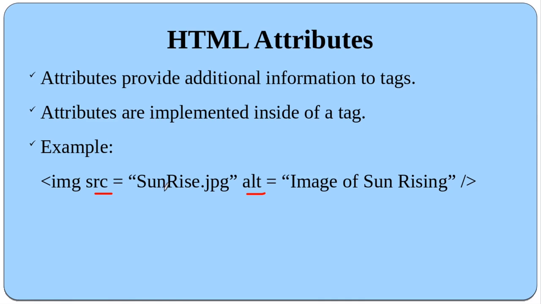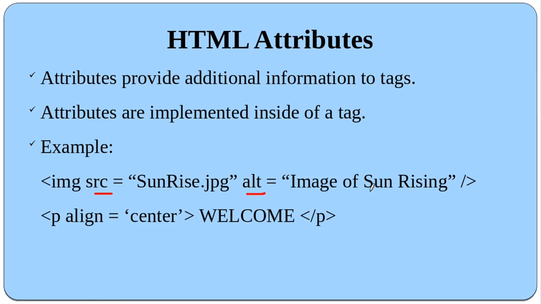src is used to provide the location of the image to link to the web page, whereas the alt attribute is used to provide the description of the image. When the image is not displayed on the web page, this description will be displayed. Another example, in the paragraph tag the align attribute is used. Align equals center, welcome. This align attribute tells the browser to display the welcome text at the center of the web page.